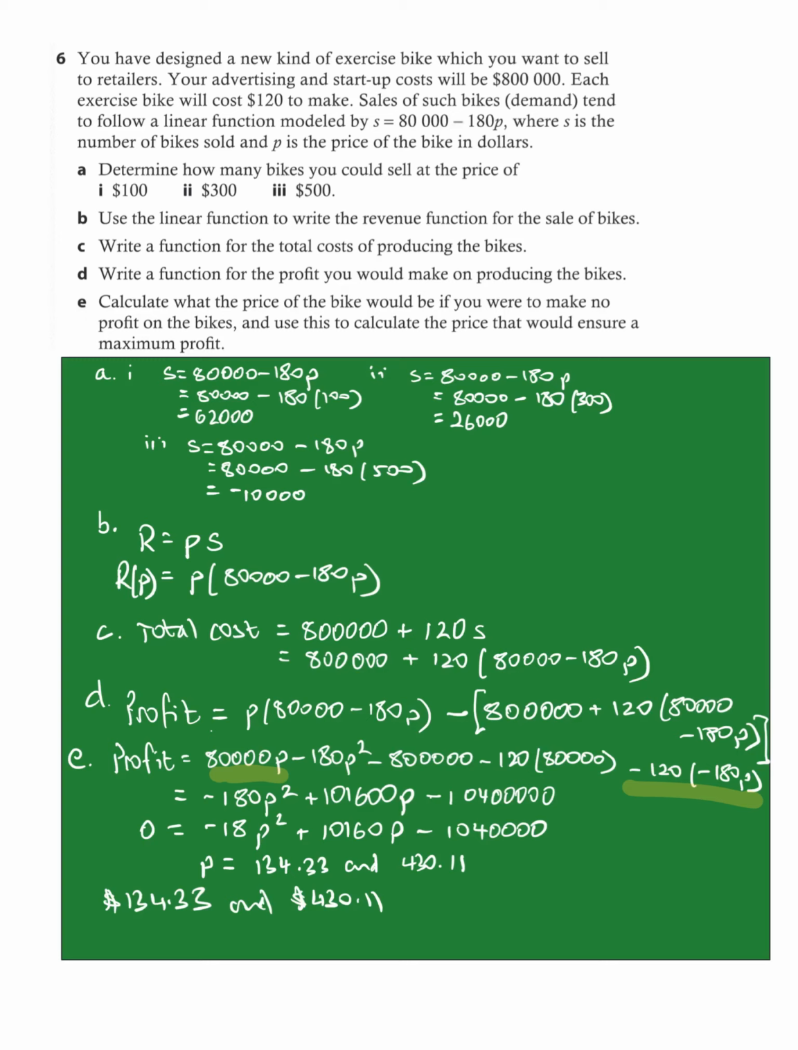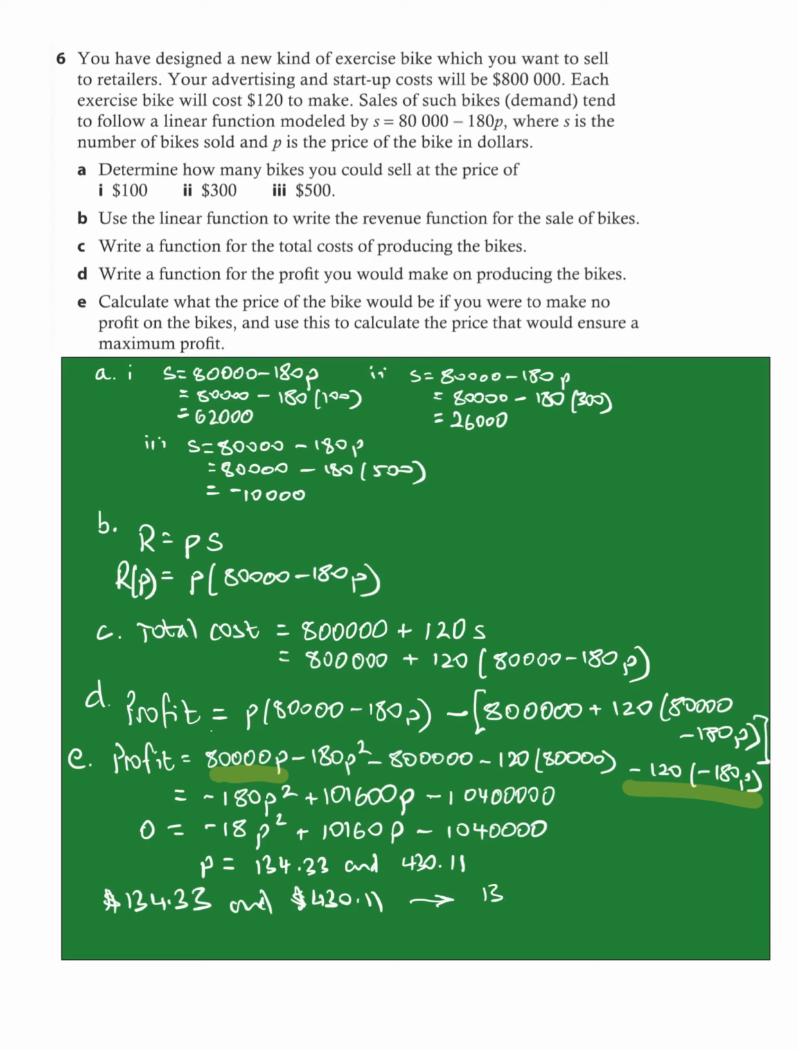Now the next part of this question was to calculate the price that would ensure a maximum profit. Well, the maximum profit is between these two. These were the roots of the quadratic, so we know this is an upside down parabola, so we've got to find the midpoint between those two. Or again, we could just use minus b on 2a. Let's just find the midpoint of those two values. And the way that you find the midpoint is just add them together and divide by 2.